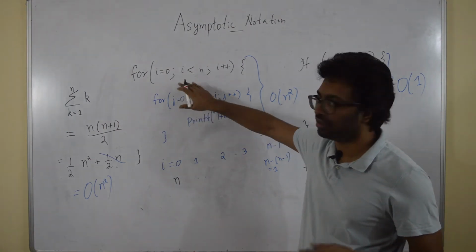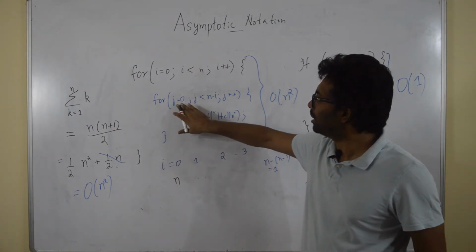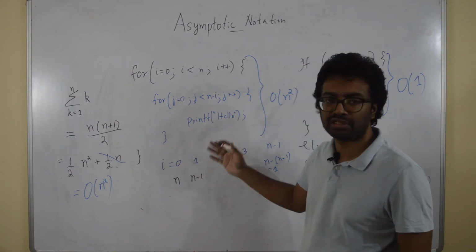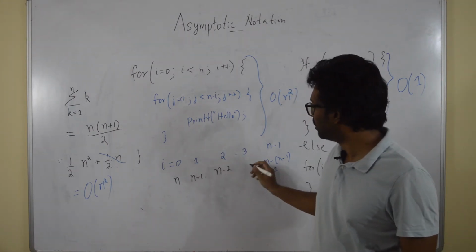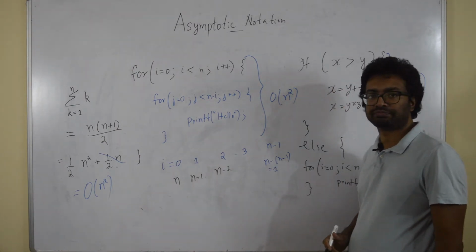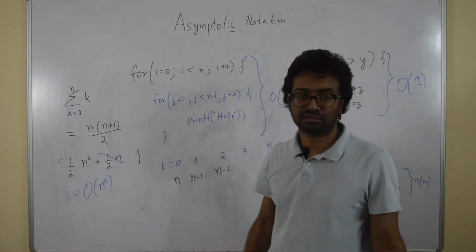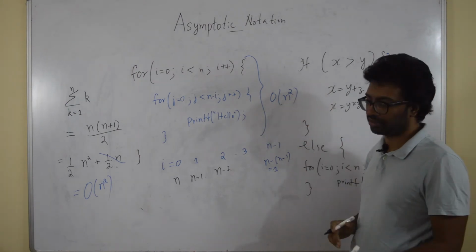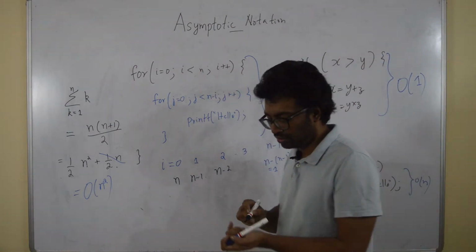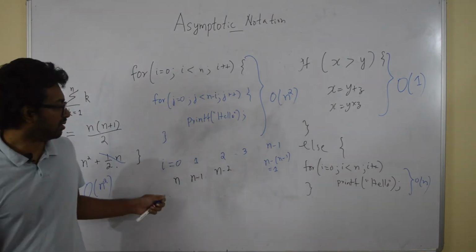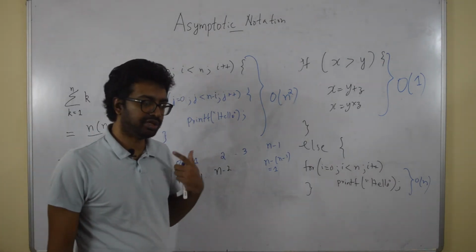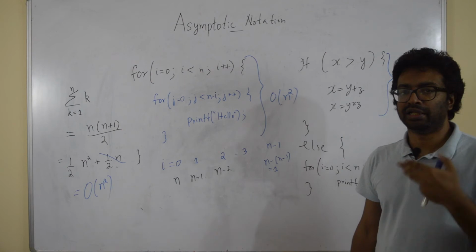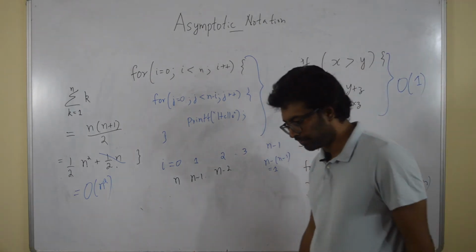Next, when i becomes 1, the number of times hello gets printed is n minus 1. And similarly, you can see the pattern, n minus 2, down to 1. And this is again order n square, and therefore this block of code is also order n square. Okay, so you see the pattern, right? Whenever you get a pattern like n plus n minus 1 plus up to 1 times execution, the entire block of code is going to take order n square.